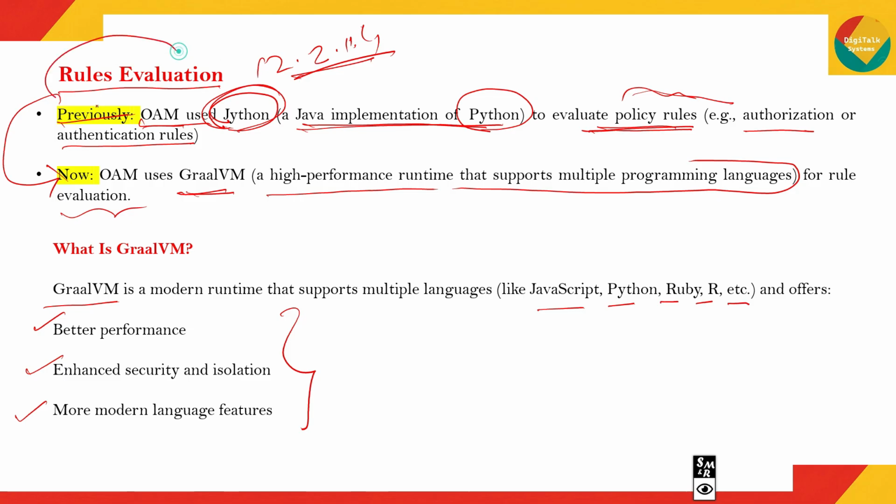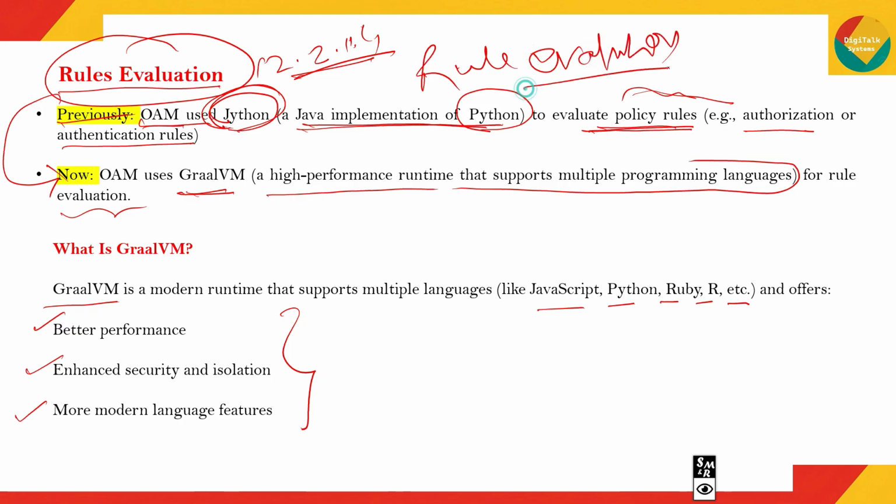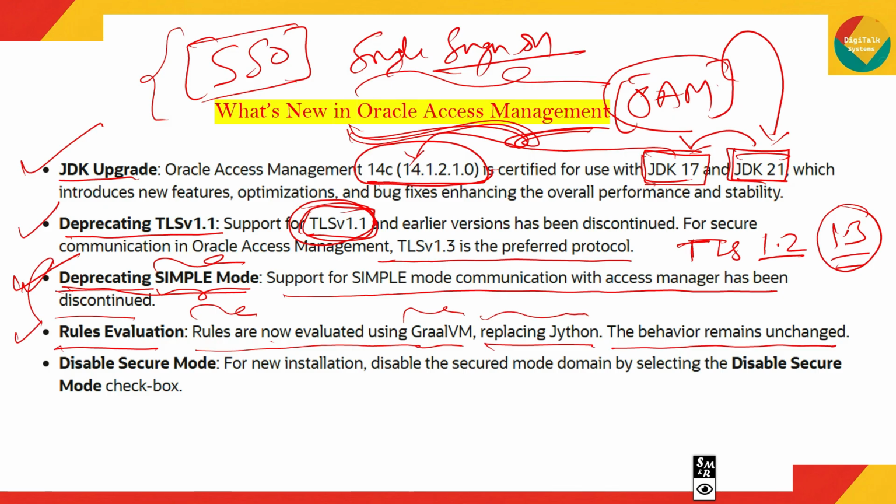Now this rule evaluation is completely internal, so as an end user, you will not have any impact on this. It is an internal implementation which is going to increase the overall performance of your Oracle Access Manager. So this is the other change.